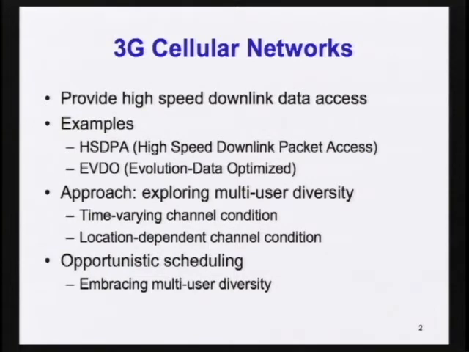You might think that multi-user diversity is a bad thing because no cell phone can get a stable channel condition. But rather than fighting against it, people have tried to embrace multi-user diversity to improve the throughput of a cellular data system. And this is achieved by algorithms called opportunistic scheduling.